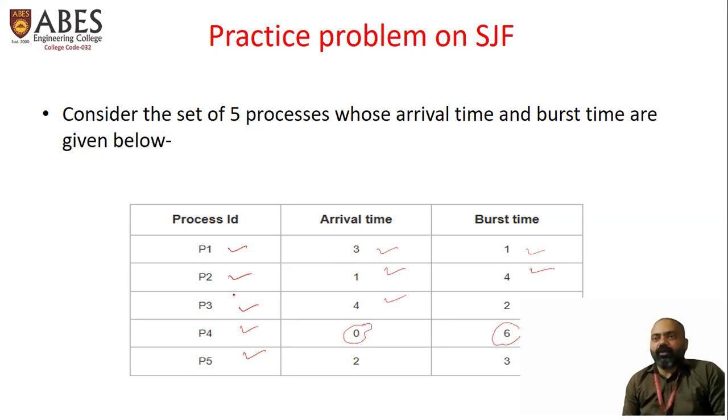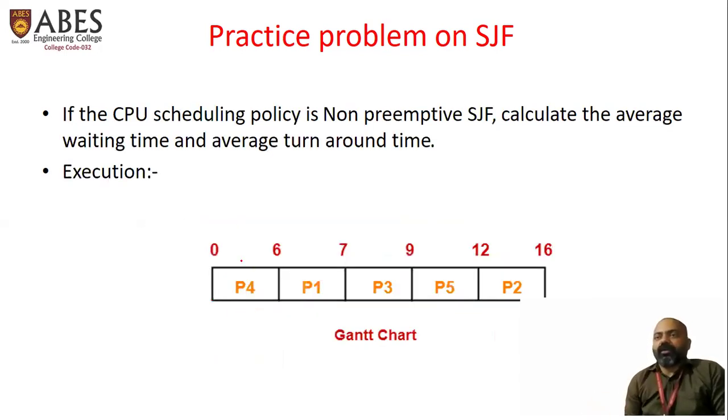Then we sort P1, P2, P3, and P5 according to their burst time. So after P4, P1 will get executed second, then P3 third, then P5 fourth, then P2 fifth. Let us check one by one. So P4, as this is the only process which is available at 0 time, then P1, P3, P5, P2.